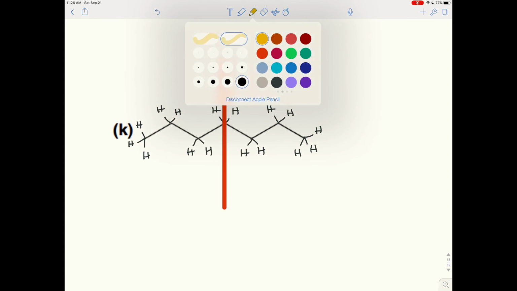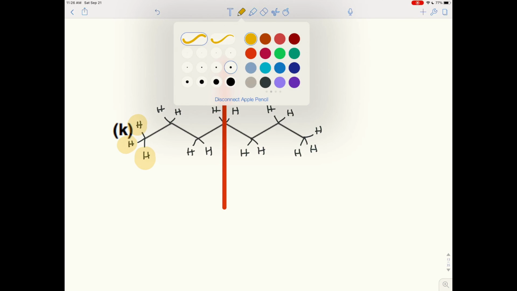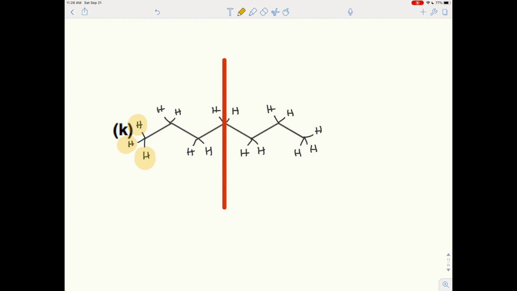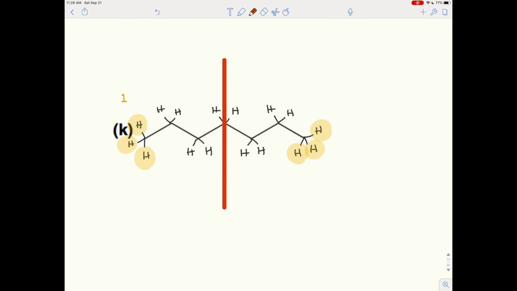So these hydrogens on the far left, that's one electronic environment. They have nothing to the left of them, and the whole molecule to the right. Because of the symmetry, the hydrogens on the other end are in the same electronic environment. Nothing to one side, the whole molecule to the other. So that's our first signal.